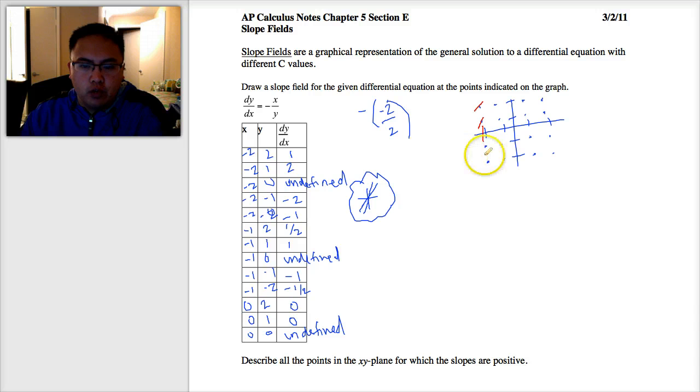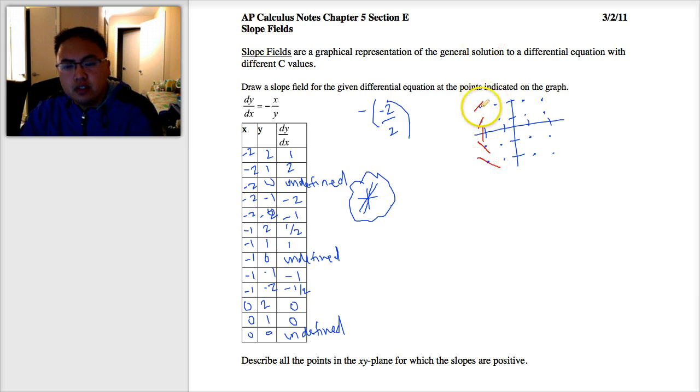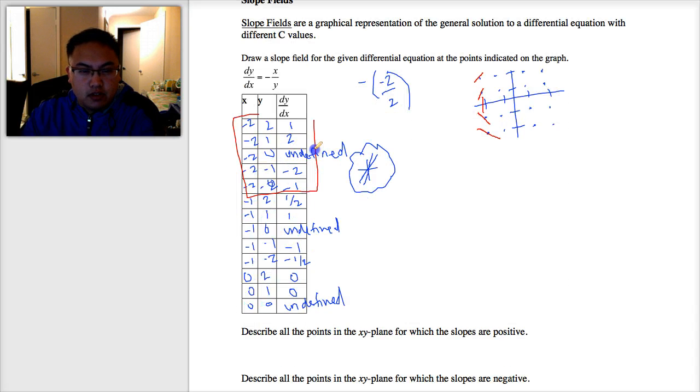At negative 2, negative 1, it wants a slope of negative 2, so I need a steep slope going in the opposite direction. And at negative 2, 2, I want a negative 1 slope, which is just a straight diagonal, but in the opposite direction. So do you see how I drew? So I took this right here, and I drew the slopes right here.